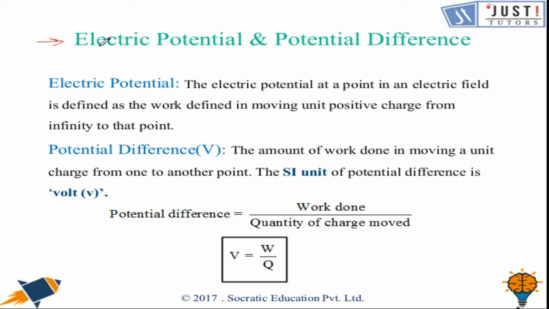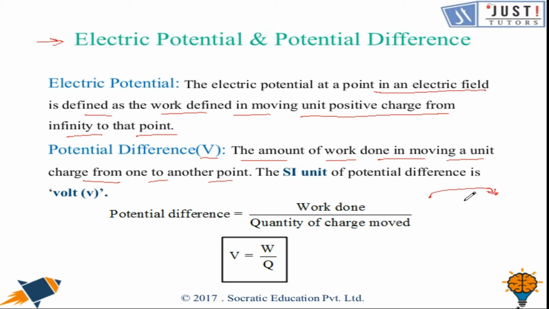Now, electric potential and potential difference. What are they? Electric potential at a point in an electric field is defined as the work done in moving unit positive charge from infinity to that point. Potential difference is denoted by V. The amount of work done in moving a unit charge from one point to another is known as potential difference. Basically, it is the difference in electric potential between 2 points. Let's say from this point to this point, the amount of work done in moving charge from this point to this point is known as potential difference.